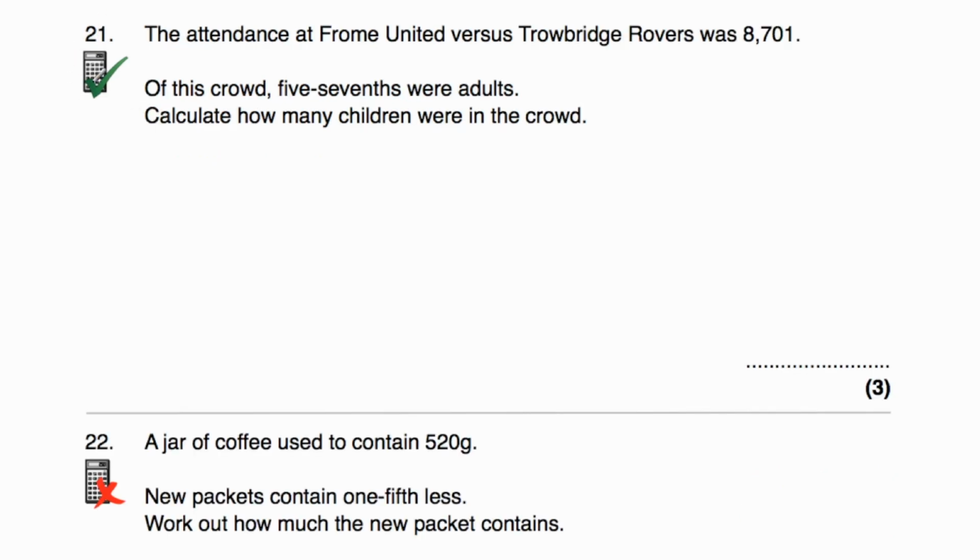Okay, let's have a look at our next question, question number 21. So question number 21 says the attendance from United versus Trowbridge Rovers was 8,701. And of this crowd, 5/7 were adults. Calculate how many children were in the crowd.